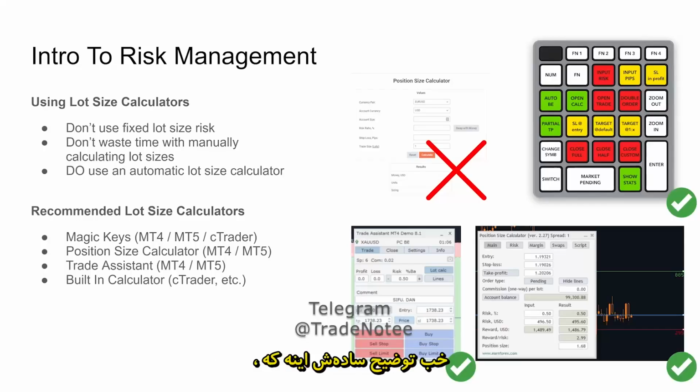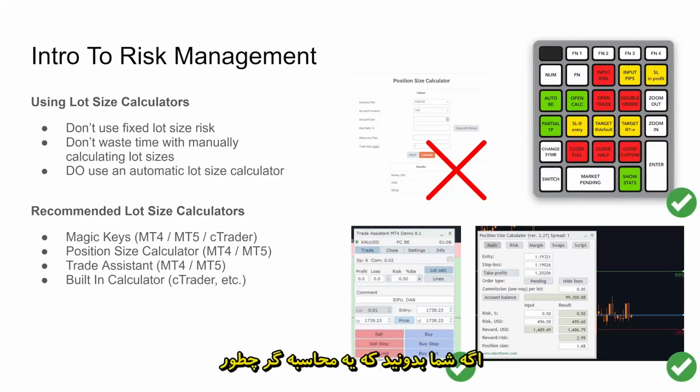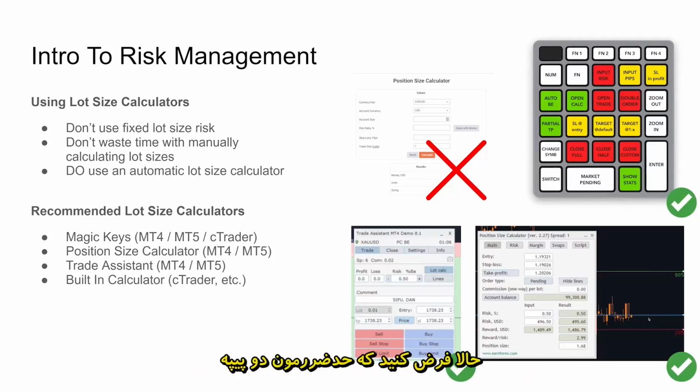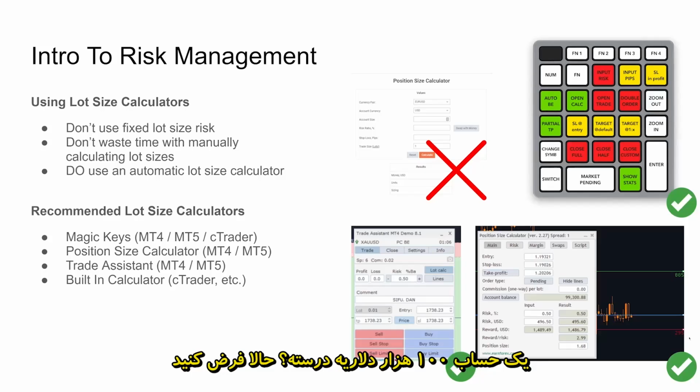Well, the simple explanation is, if you understand how a lot size calculator works, say we have a position we want to enter with a 2 pip stop loss, and say that we enter with 20 lots, right? Say it's a long position, similar to this. Say that we have a 2 pip stop loss, and we want to enter. That's probably representative of 0.5% risk on a 100K account, right?